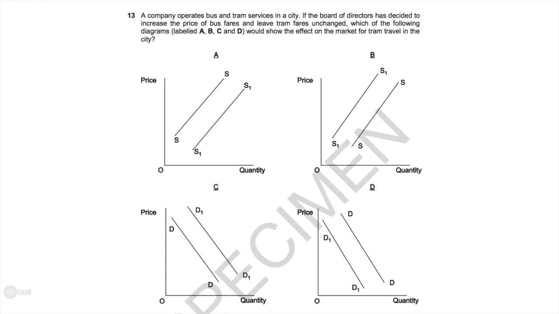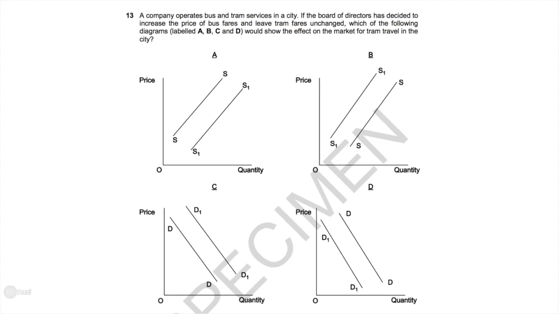Now we can move on to question 13. Question 13 asks, a company operates a bus and tram service in a city. If the board of directors has decided to increase the price of bus fares and leave tram fares unchanged, which of the following diagrams below would show the effect on the market for travel in the city? We would imagine that buses and trams are substitutes, meaning that individuals are not too fussed whether they get a bus somewhere or a tram somewhere. They will decide on the price.